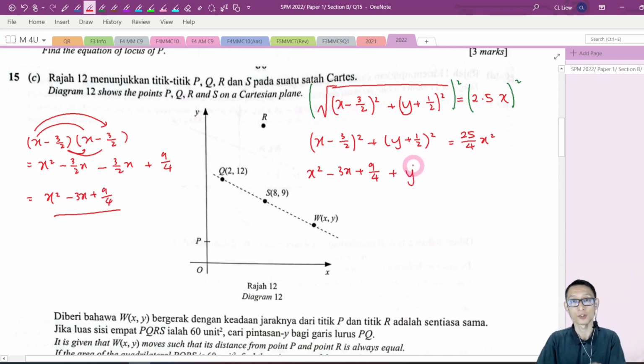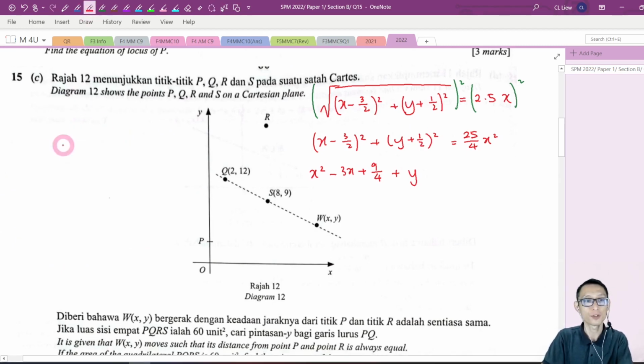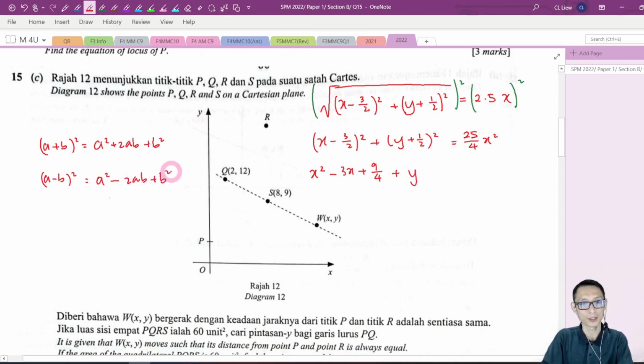I also use the same formula to help me do the expansion. This is a minus b square formula. This is a plus b square formula. I hope that you still remember these two formulas, because we always need to use them. What's the formula for this one? So this is a square plus 2ab plus b square, right? How about if we have minus? a square minus 2ab plus b square.